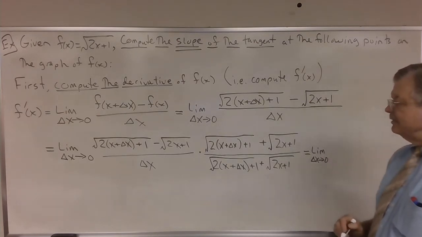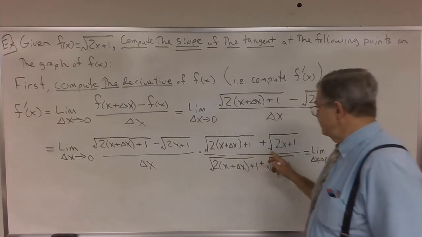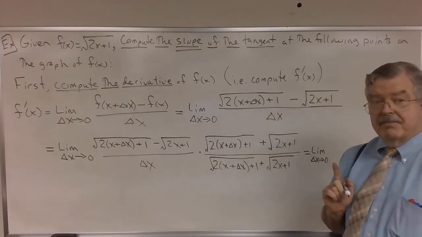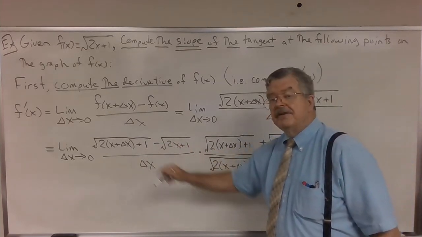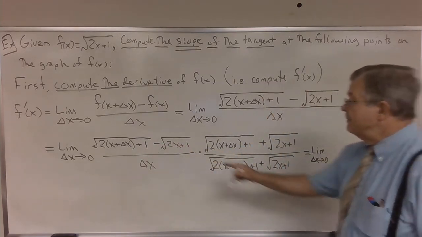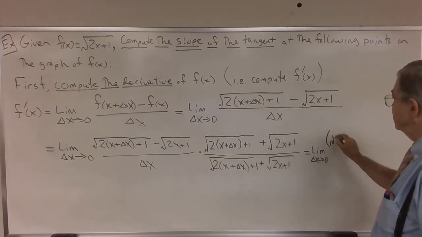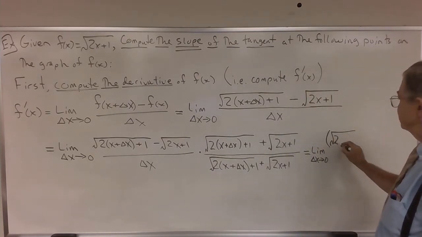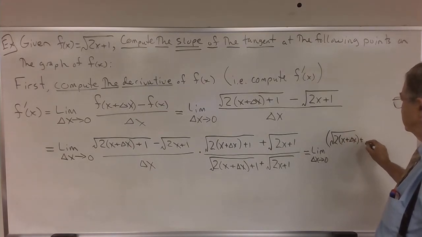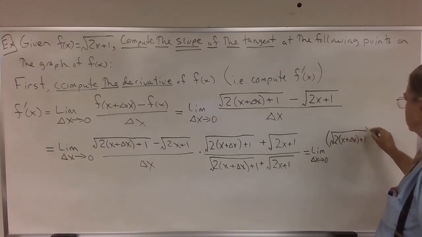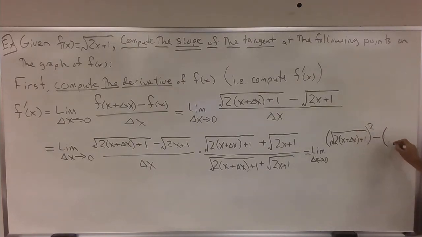And when we multiply a radical pair by its conjugate, do you remember what we get? We get the first thing squared minus the second thing squared. So here's the first thing squared. Here's the second thing squared.